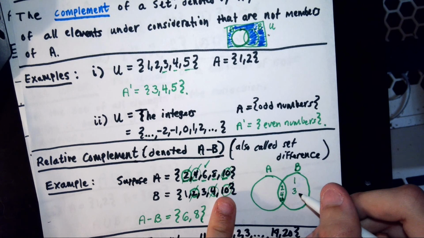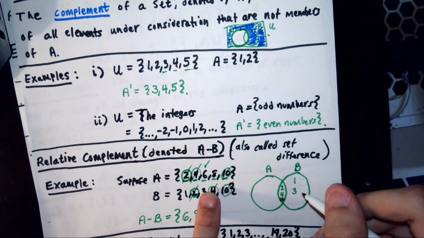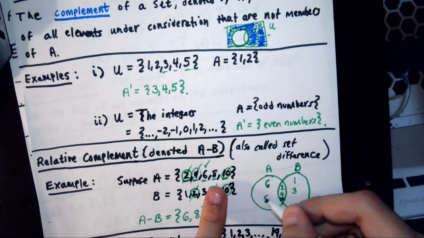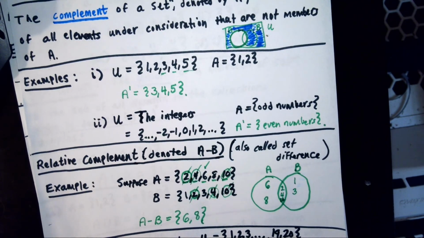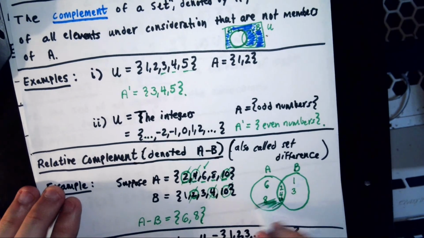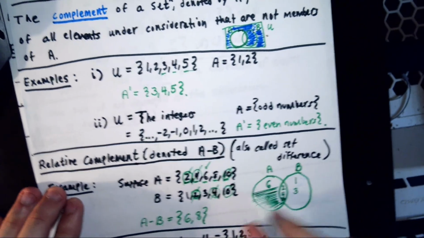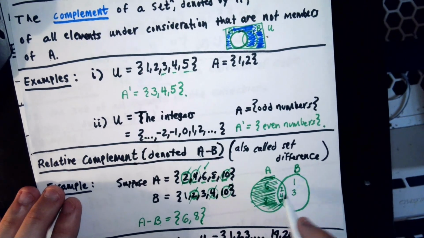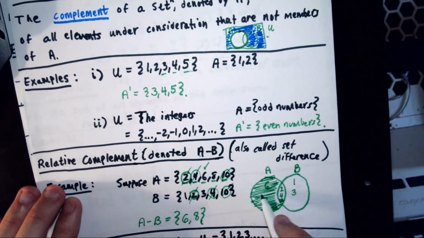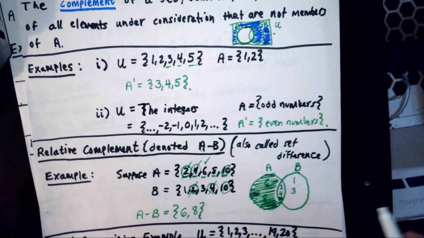And let's see what's left over. Well, we've got a 6 and an 8. And that's it. 6 and 8. And those are only in A. So notice A minus B in this picture is actually just the part of A. I should have probably shaded it in with a different color, but that's okay. You can still read through that, I hope. 6 and 8. These are the only things in A minus B.